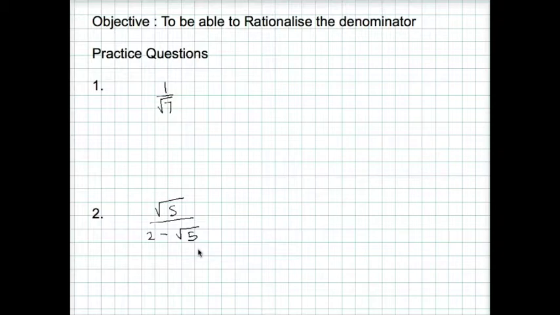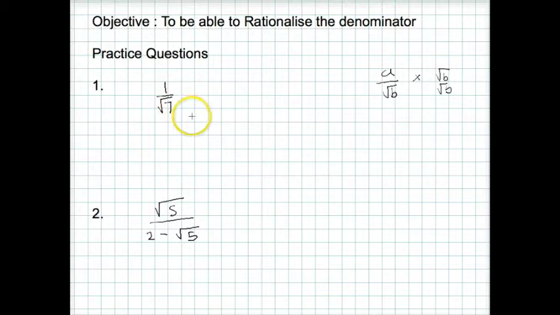Hi, welcome back. Let's now have a look at these questions together. Okay, question 1. What we're asked to do is to rationalise the denominator. Now, when we're doing this, this is in the form of a over root b. Now, when you're trying to rationalise this, get rid of the root on the bottom there. When it's in this format, what we do is we times the top and the bottom by root b.